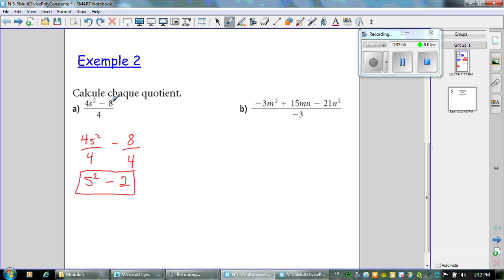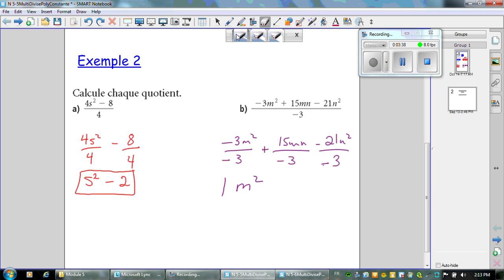Notice I had a binomial divided by a monomial. It gives me a binomial. And here's the same idea. You're just going to distribute your division evenly. So negative 3m squared divided by negative 3, plus 15mn divided by negative 3, and negative 21n squared divided by negative 3. You just do negative 3 divided by negative 3, and that's 1m squared, but you don't need to write the 1. We just write m squared.